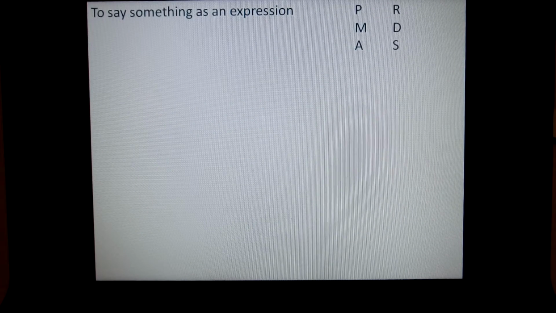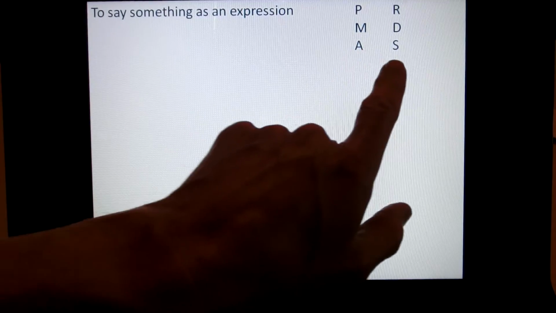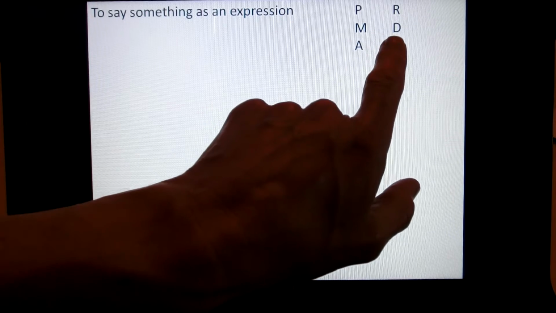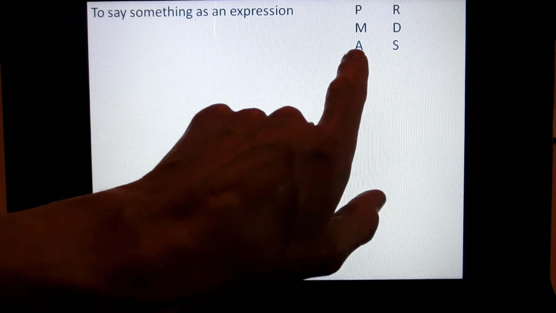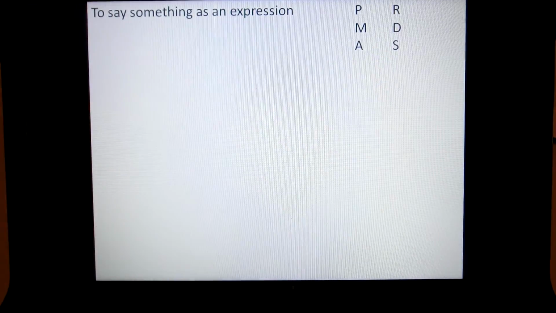Right, moving on. To say something as an expression. So just a quick recap. There are 6 operations in maths. We have add. You first of all learned about adding and subtraction, then multiplication and division. They build on those two, and then finally powering and rooting, which build on the ones below it.